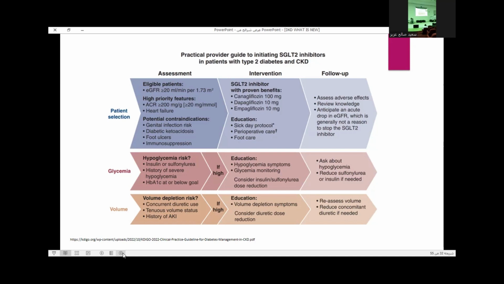For patients who have issues with their glycemic control, such as patients who develop frequent episodes of hypoglycemia, even secondary to the other medication they use, or because their hemoglobin A1C is in the lower normal range, usually we advise close monitoring of their blood sugar and even readjusting the other medication. And for volume depletion, specifically for patients who are using diuretics, we might need to adjust this medication.